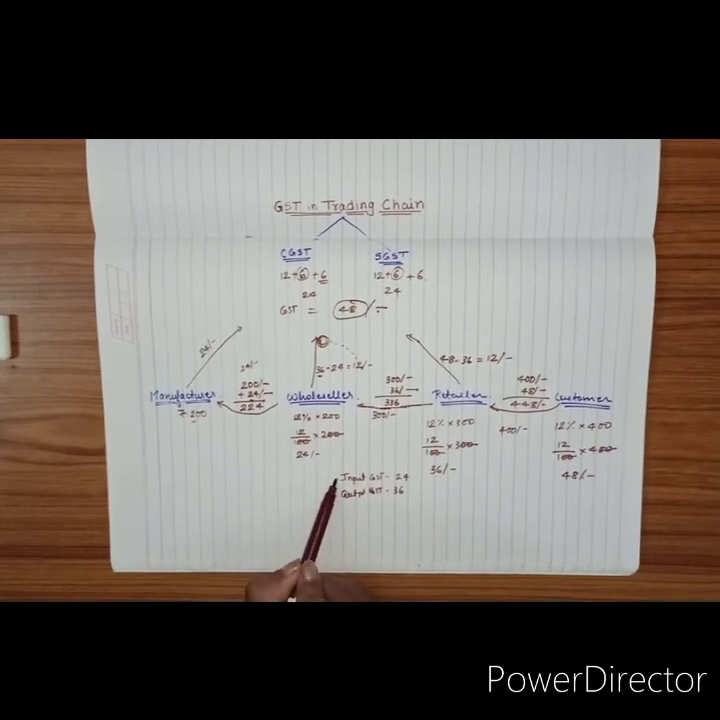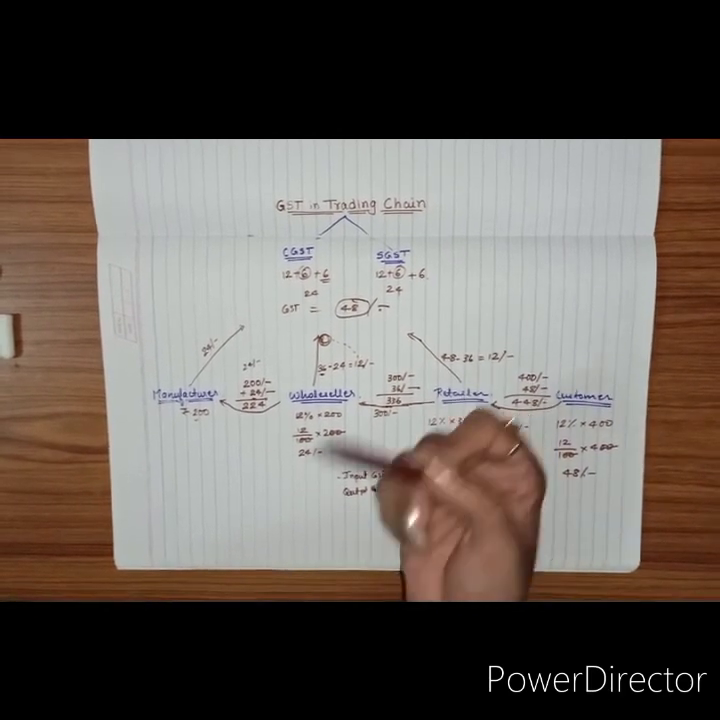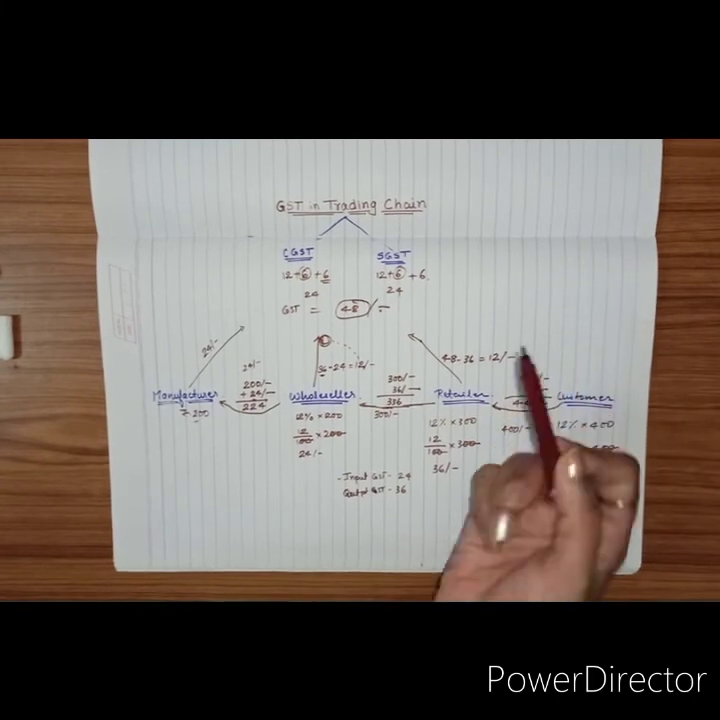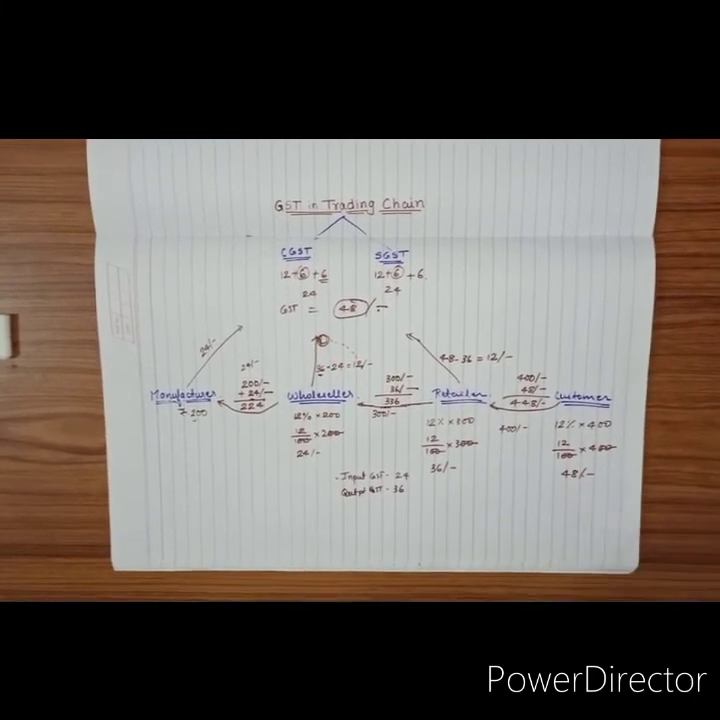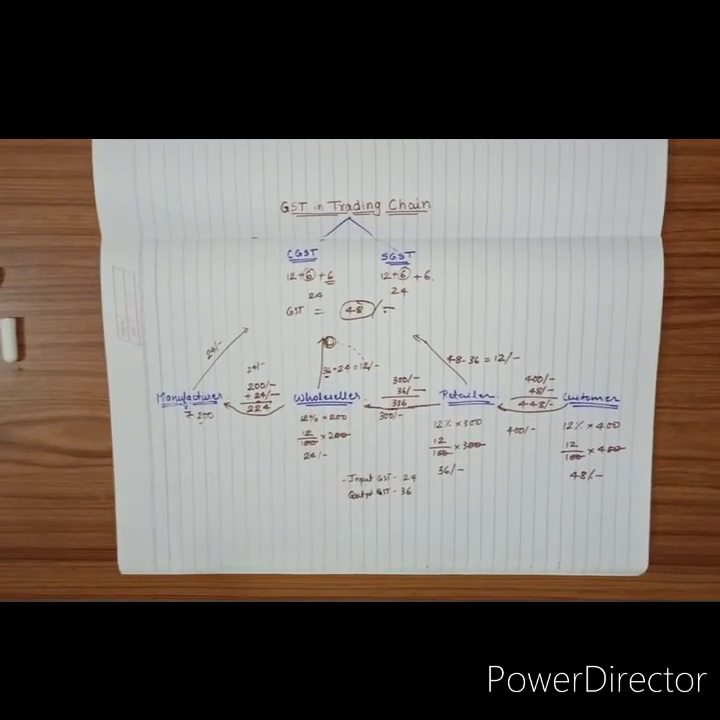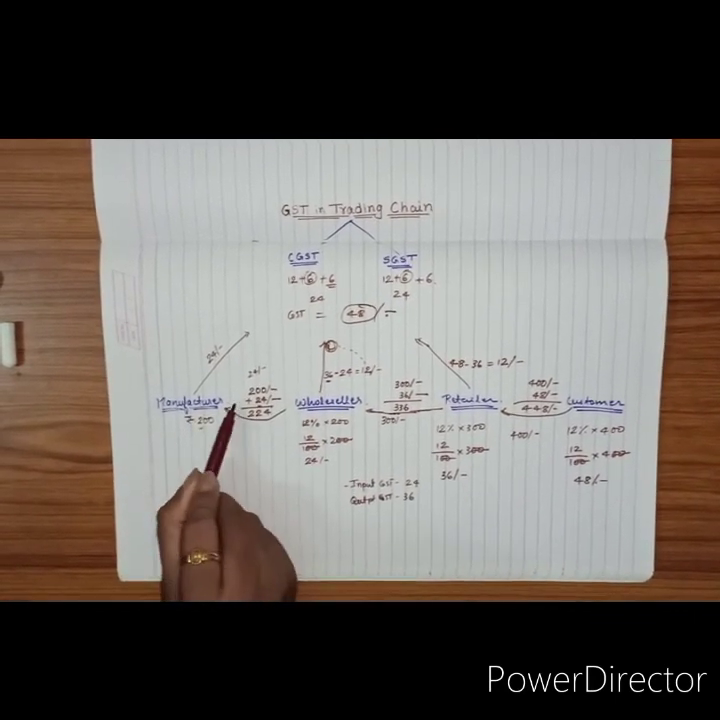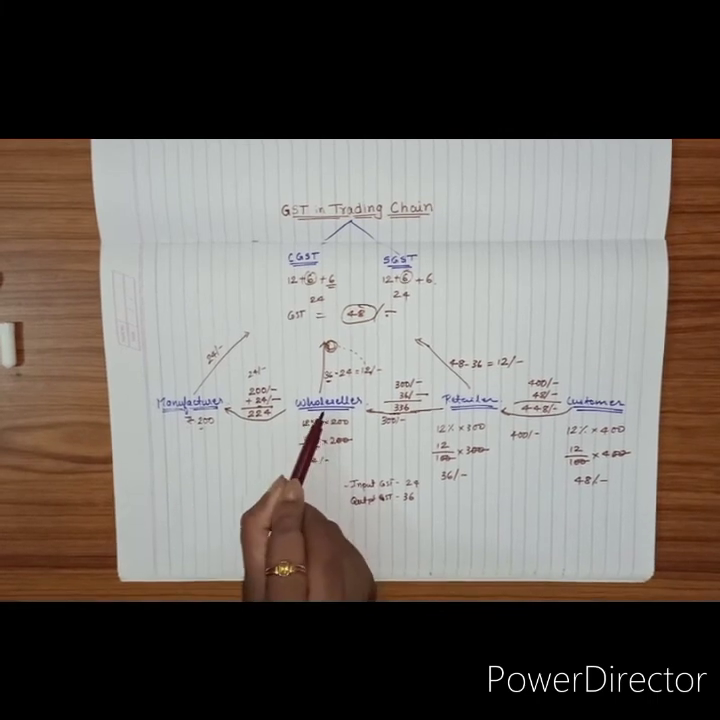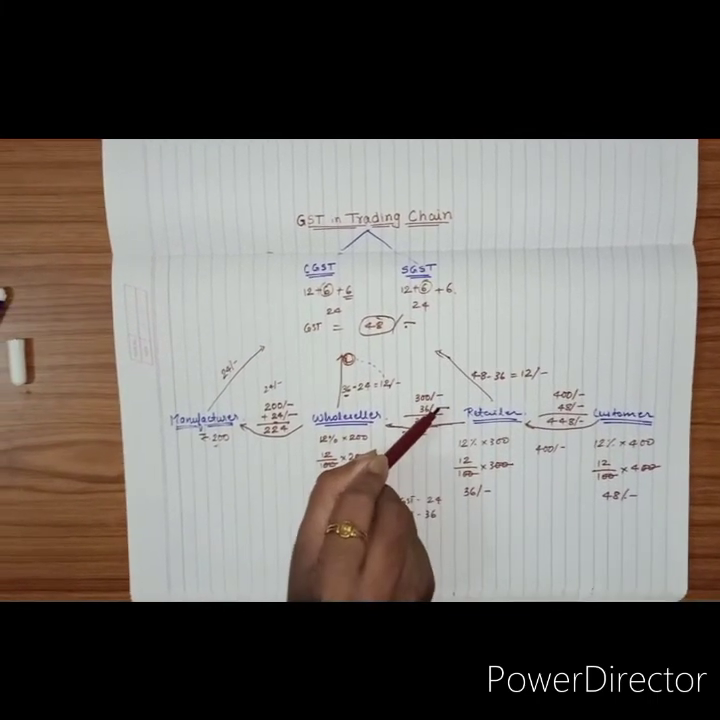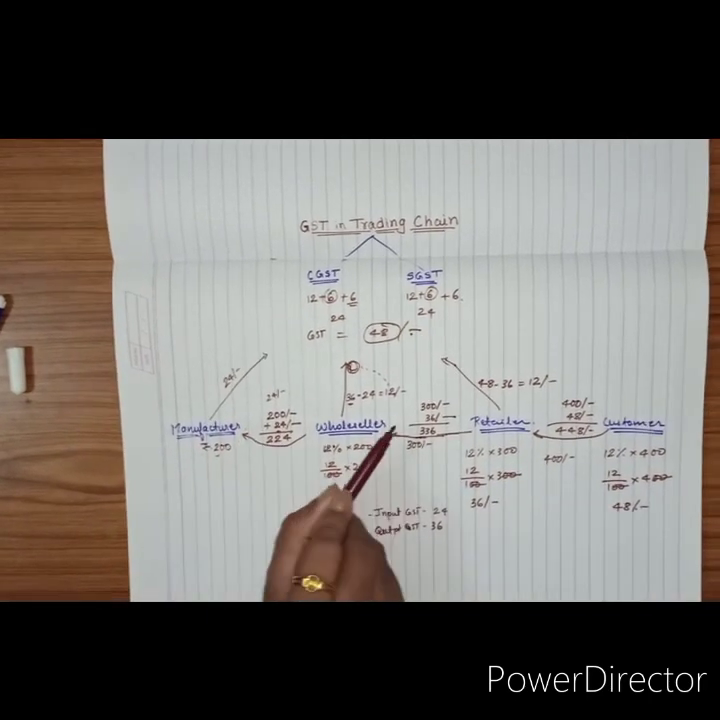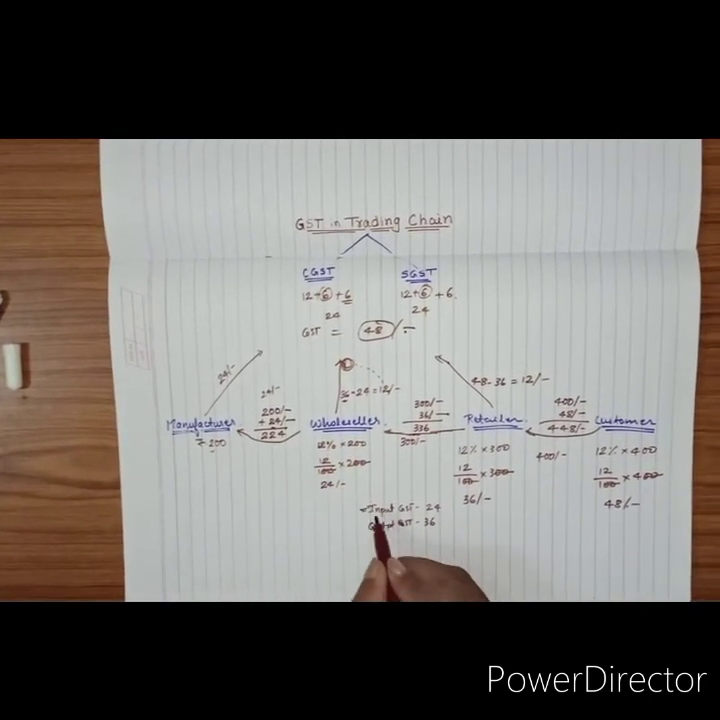See, input is at the time of buying. If you pay GST, that is your input. And at the time of selling, when you collect GST, that is your output. The manufacturer has only selling, but this wholesaler has selling as well as buying. This is buying and this one is selling, so he got this input and output.